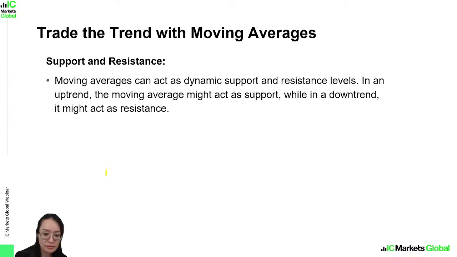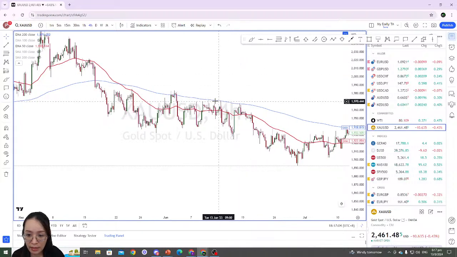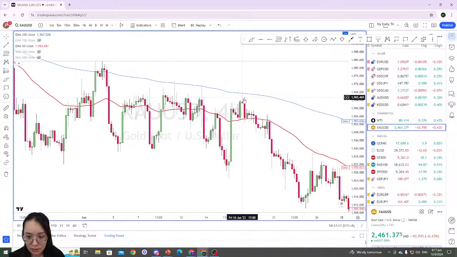And again, like I just mentioned, moving averages can act as dynamic support and resistance as well. So in an uptrend, moving averages might act as support, while in a downtrend they act as the resistance level. Okay, so we already tested with gold. You can see that EMA 200 is acting as the resistance level, and lovely price action rejection.